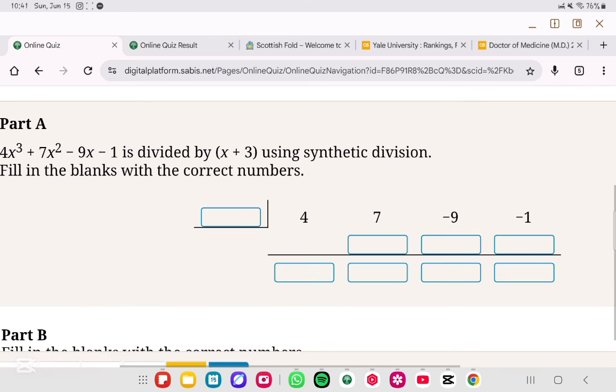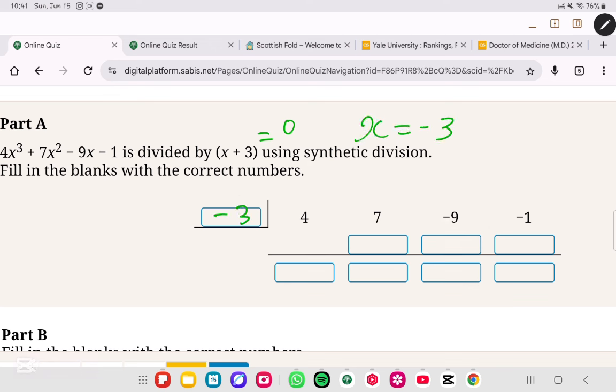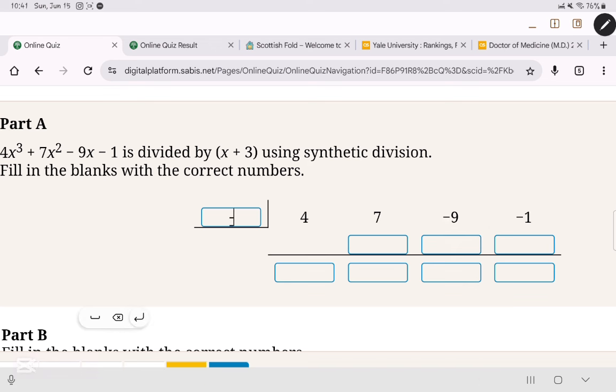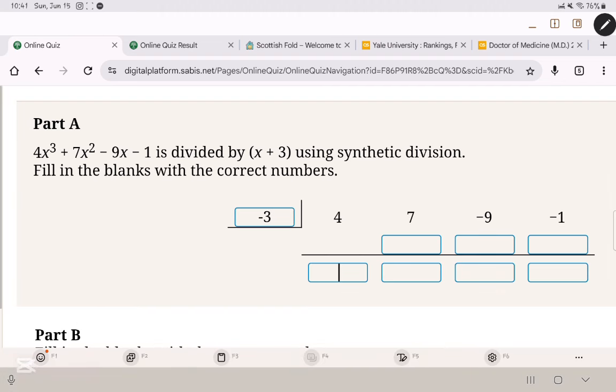Here again, we're doing synthetic division, but here look, you have to make this equal to 0. So x plus 3 is equal to 0, x is equal to minus 3. So over here, you will place minus 3. Okay, now, as I said, we will drop the 4. So over here, we will place 4. Next thing we're gonna do is minus 3 times 4. What's minus 3 times 4? It is very simply minus 12.